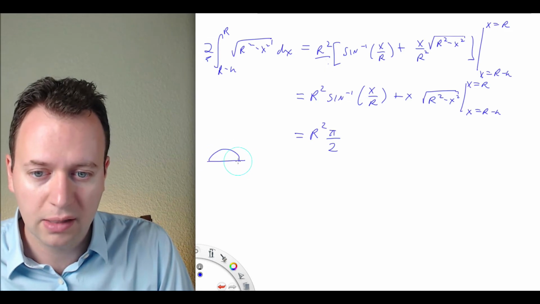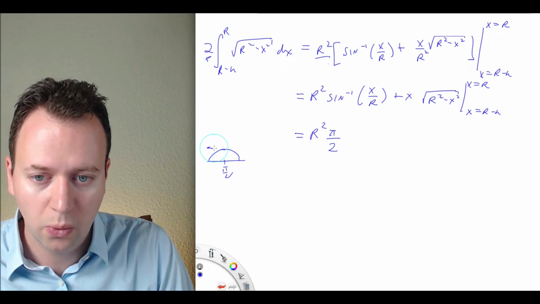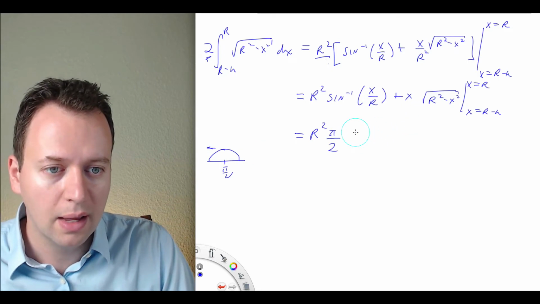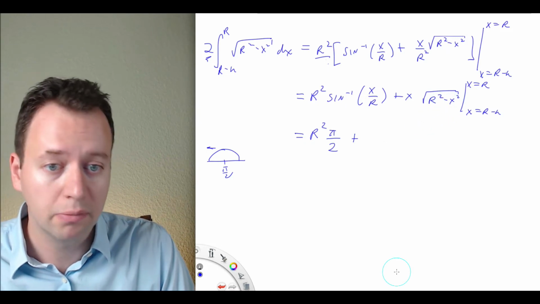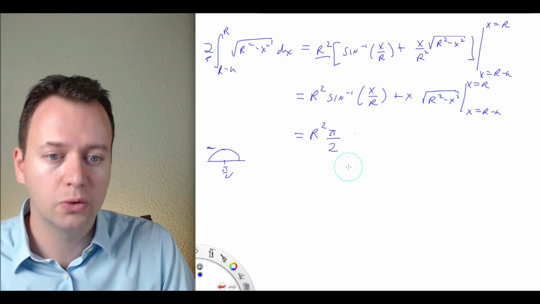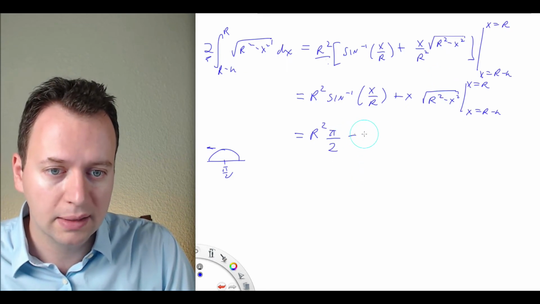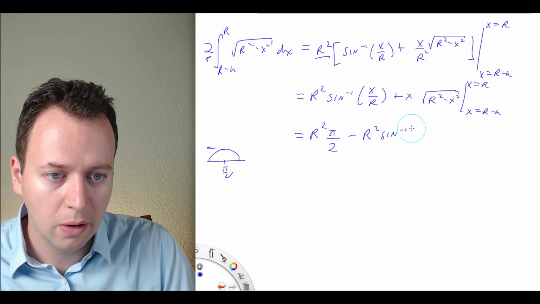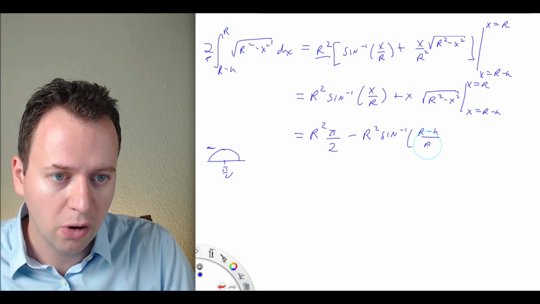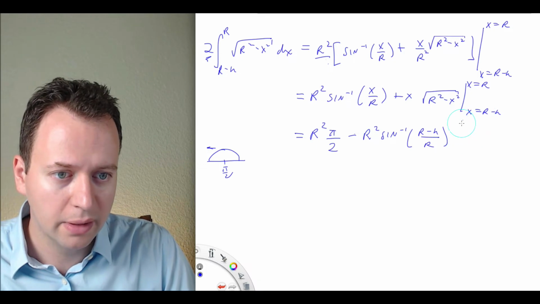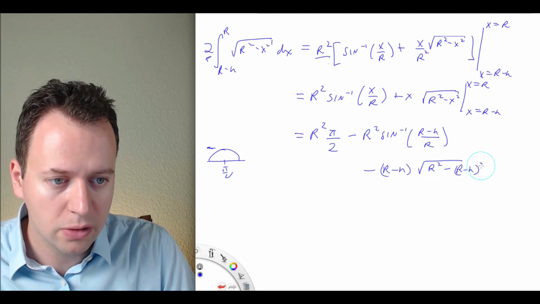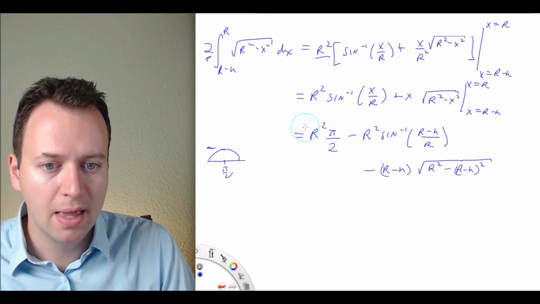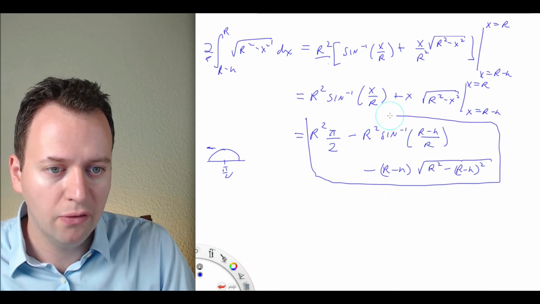Because the sine wave looks like this. So pi over 2 gives us 1. So arc sine of 1 is pi over 2. And then plus, well when we plug in r here, we get 0. So plus nothing. So at the upper endpoint, we just get r squared pi over 2. And then minus r squared arc sine of r minus h over r. And then minus this one. So then minus r minus h times the square root of r squared minus r minus h squared, like that. So that is the area of a fraction of a circle.